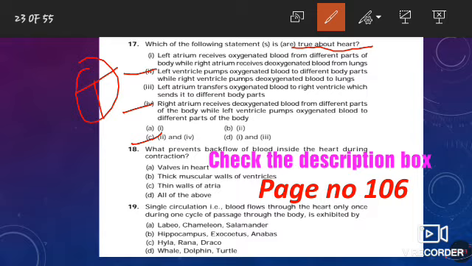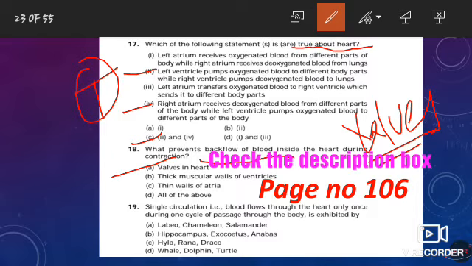Now question number 18. What prevents backflow of blood inside the heart during contraction? To prevent backflow of blood inside the heart, valves are present. So answer A is correct, that is, valves in the heart. The main function of a valve is to prevent the backflow of blood.